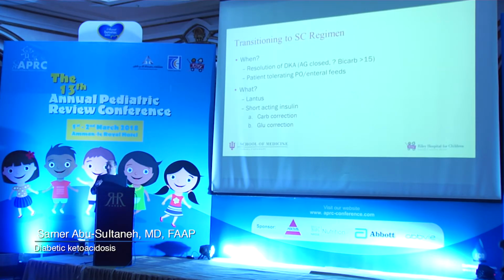Now, when do you transition from an insulin drip to a subcutaneous regimen? Usually when the DKA is resolved. Usually your pH is above 7.3 and your CO2 is above 15. You give them the long-acting, which is the Lantus, and then short-acting. There are two things with the short-acting: there is carb-correcting, and there is also glucose-correcting dosing. And usually our endocrinologists are better than us at calculating these doses.